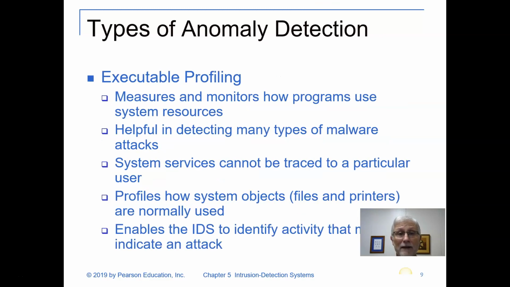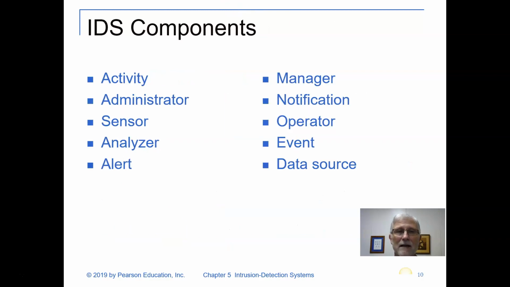Now, executable profiling pretty much measures and monitors how programs are using system resources. Granted, it helps detect malware. It may track system services that may not be traced to a particular user, but at least says, I'm using resources I hadn't used before, executables I hadn't used before. It lets you see how objects like printers, print servers, and file servers are used. And it does enable the IDS to identify activity that might indicate an attack.